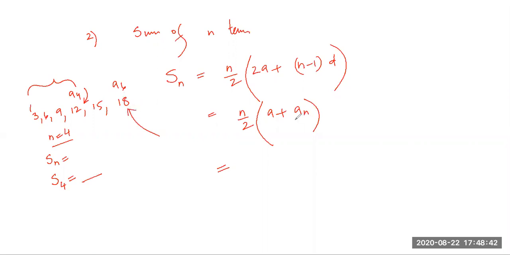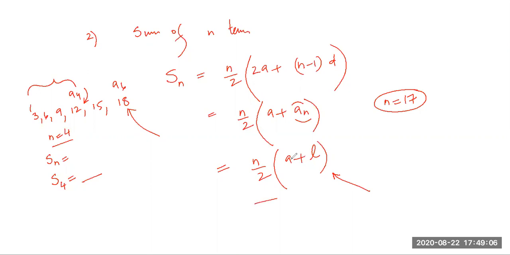So in case an is the last term, you could also write it like this, n by 2 into a plus L. Only in the case when, let's say, n is 17 and there are only 17 terms in that AP, an can be replaced by L, right? So these are different formulas which are used to find the nth term or the sum of n terms.